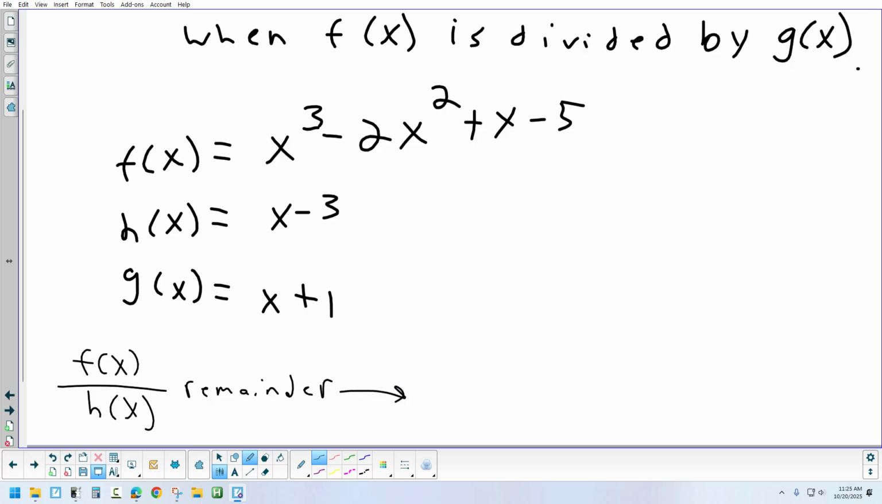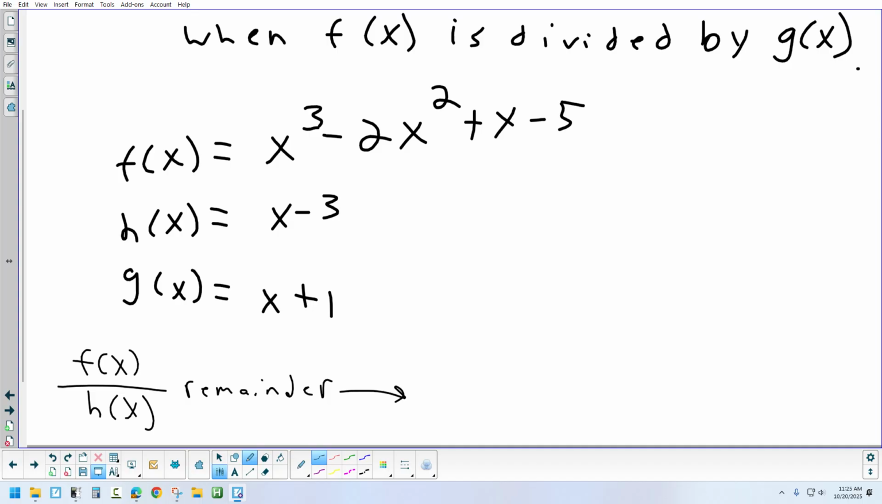Find the remainder. First of all, does the remainder theorem apply in this problem? Yeah. Why does it apply? Because it's x minus 3. Yeah, we're dividing by something that's x minus a number. So that's why it applies.